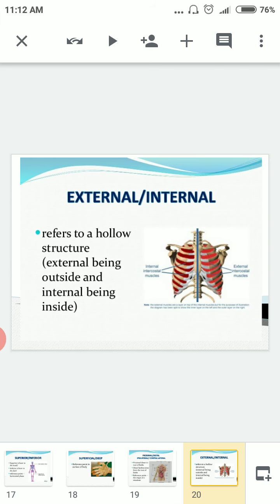External and internal refer to a hollow structure, external being outside and internal being inside. You can see in the figure here, this is the thorax region where you can see the ribs. Within the ribs you can see the lungs. So you can tell that external is outside and internal is inside.